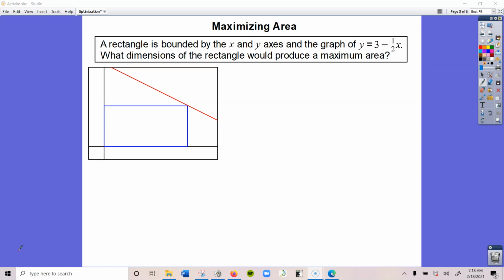Hey guys, today we're going to continue with our optimization lesson. This is slide 5, which is on the third page, the first example on the top. So here we're maximizing area.